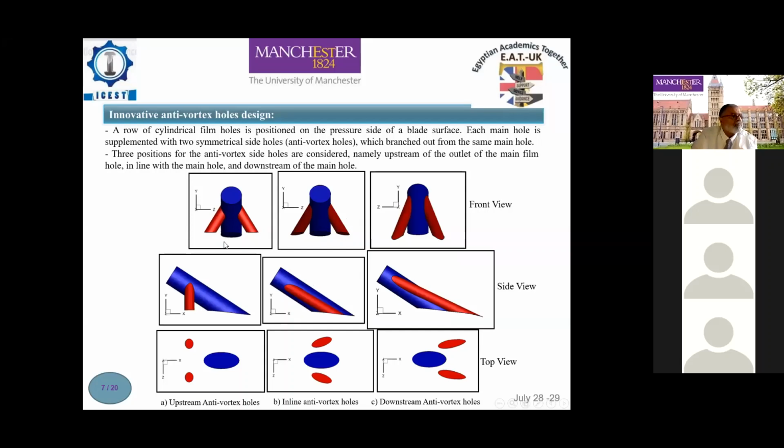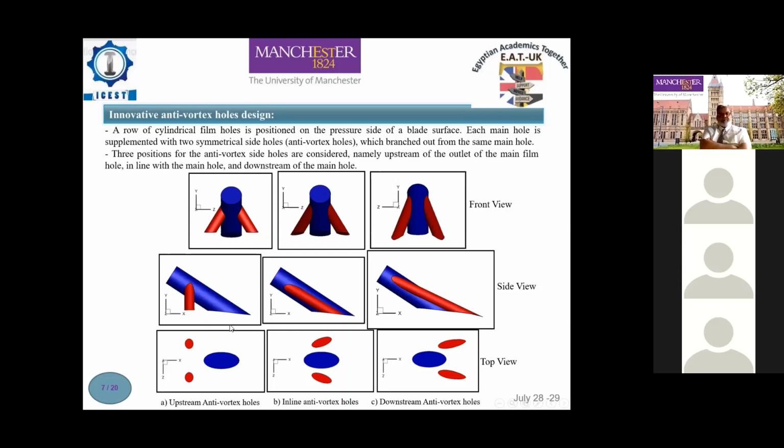What is the advantage of this design? First, the vast improvement in film coverage without significant additional machining efforts. Second, in this design, the two side holes are drilled into the main hole, so it doesn't increase the main hole inlet area. In this case, the same amount of coolant used in the main hole is used in the anti-vortex design, so there is no increase in the amount of coolant. Now, how does this design improve the film coverage?